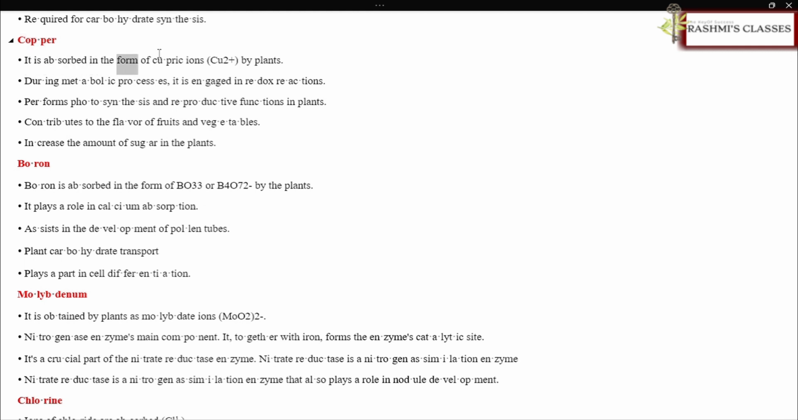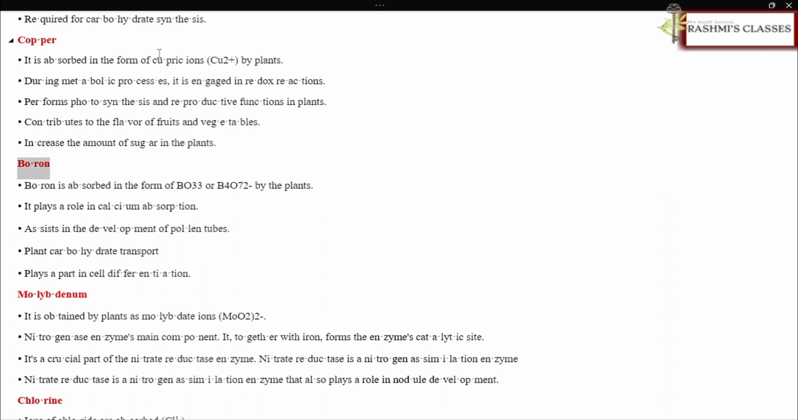Copper. It is absorbed in the form of cupric ions, Cu2+, by plants. During metabolic processes, it is engaged in redox reactions. Performs photosynthesis and reproductive functions in plants. Contributes to the flavor of fruits and vegetables. Increases the amount of sugar in the plants.